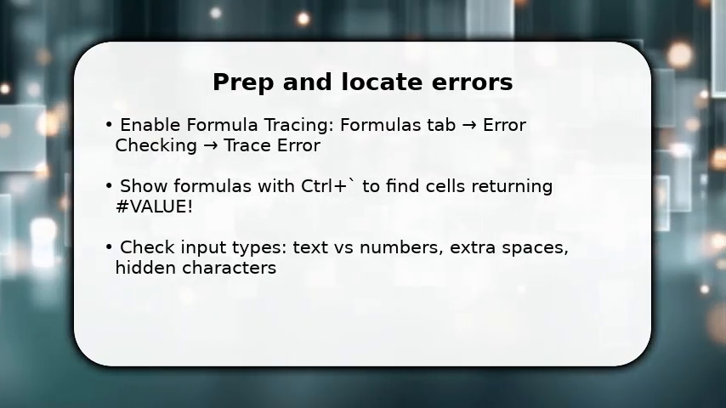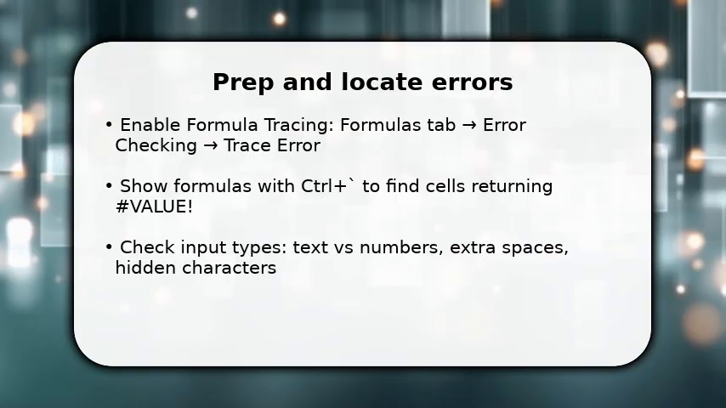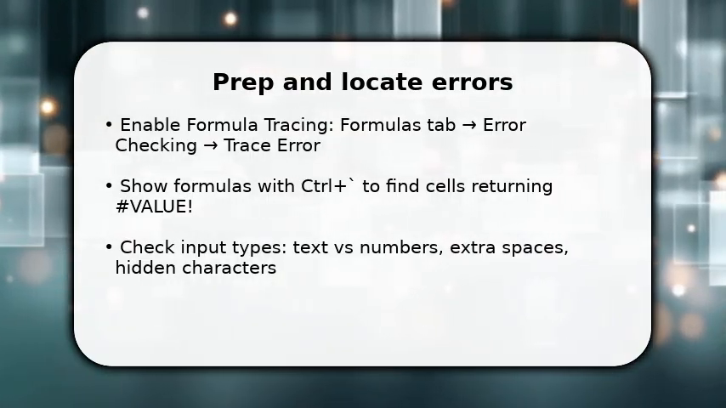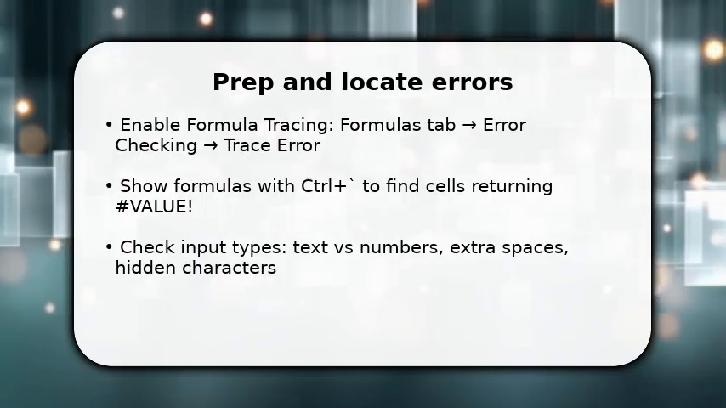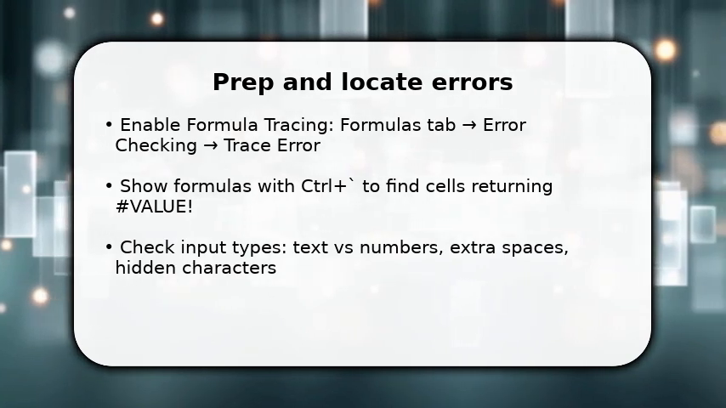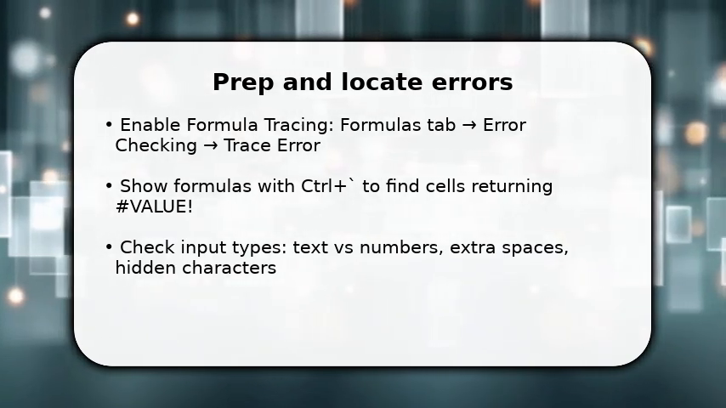Use LEN and ISTEXT to confirm types. TRIM and CLEAN can remove unwanted characters. Also check that referenced ranges have matching dimensions. This gets you into the problem fast, so you can move directly into targeted fixes without guessing.